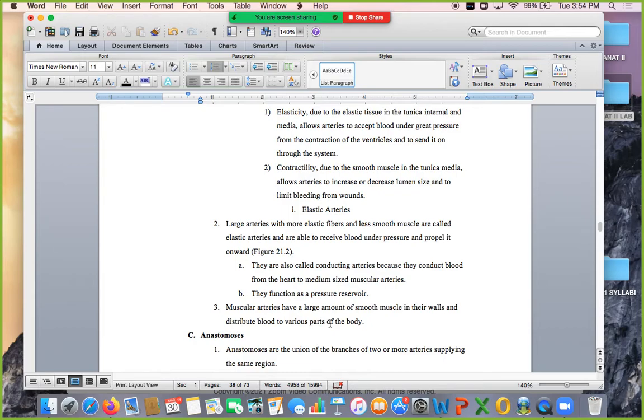All right, so the larger arteries are going to have more elastic fibers. Those are mainly going to be the elastic arteries. And that's because they're going to be getting blood that's under direct pressure, still receiving part of that lub-dub directly from the heart, and help propel it onwards. These can also be called conducting arteries because they're going to help conduct blood from the heart into muscular arteries.